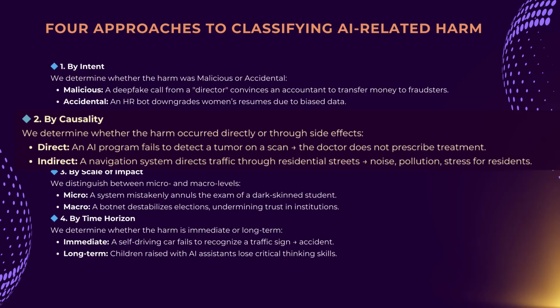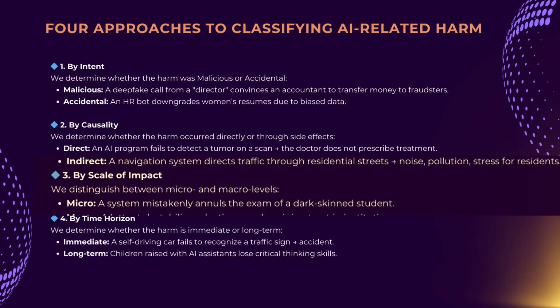Indirect harm arises through a chain of consequences. For example, navigation applications direct thousands of cars to bypass a traffic jam through quiet residential streets. For each driver, this is a benefit, but for the residents of these streets, it turns their yard into a busy highway, creating noise, pollution, and danger. The harm to the residents is not inflicted directly, but as a side effect of optimization for others.